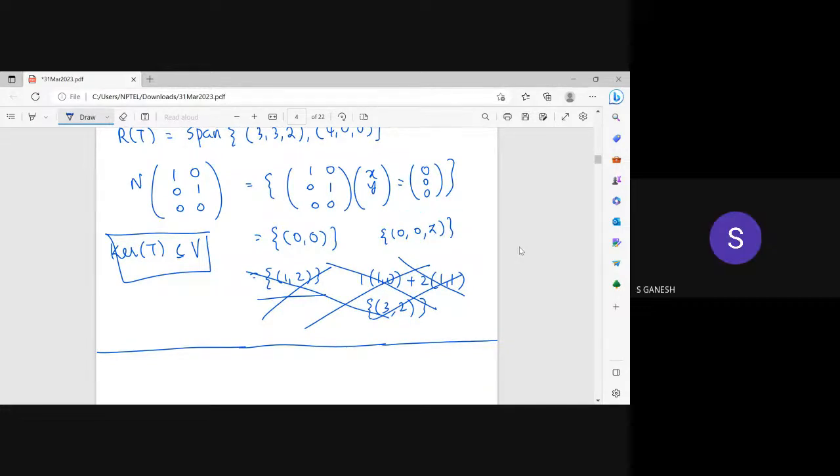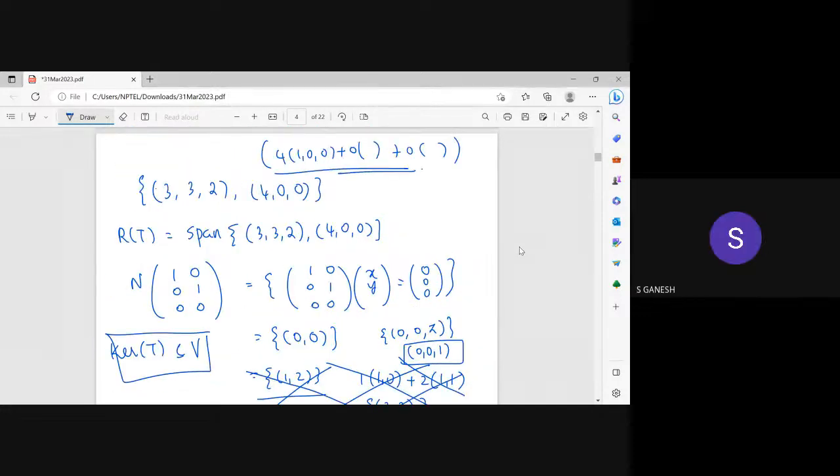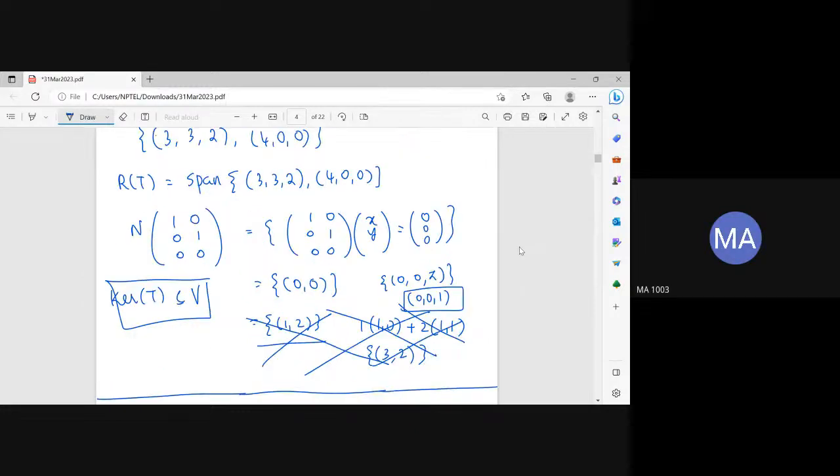Yes, 0, 0, 1. This will serve as the coefficients for those vectors. So we cannot stop at this step; we need to further go into that if it is not a standard ordered basis. Even if it's a standard ordered basis, you are doing that step. Just that with standard ordered basis, you will directly get the values: 0 times 1, 0, 0, 0 times 0, 1, 0, 1 times 0, 0, 1. So you'll get the same element. But then it's not needed because you'll get the same answer. Okay, ma'am.